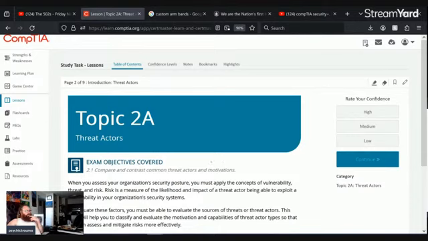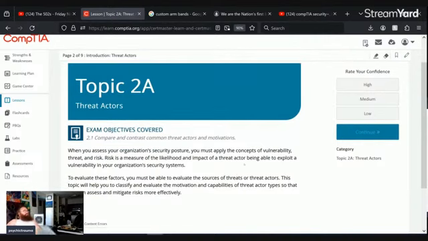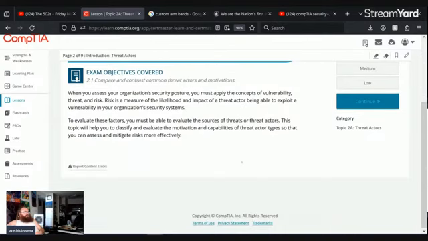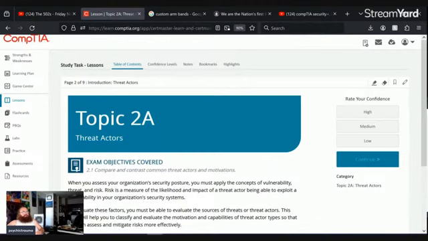When you assess your organization's security posture, you must apply the concept of vulnerability, threat, and risk. Risk is a measure of the likelihood and impact of a threat actor being able to exploit a vulnerability in your organization's security systems. To evaluate these factors, you must be able to evaluate the sources of threats or threat actors. This topic will help you to classify and evaluate the motivation and capabilities of threat actor types so that you can assess and mitigate risk more effectively.